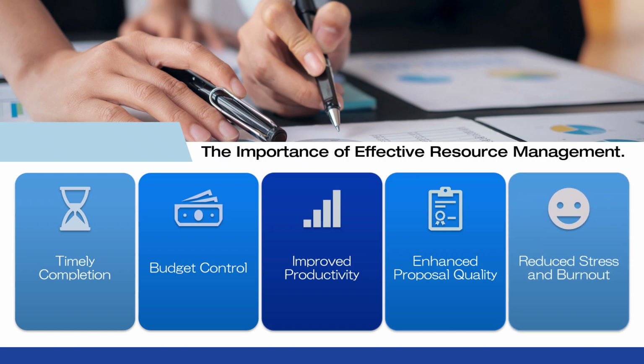Reduced stress and burnout. A bid manager might notice that the technical lead has been assigned tasks that require 60 hours of work in a single week. By proactively reallocating some of that work, the bid manager ensures the technical lead has a manageable workload, which reduces stress and burnout and ultimately leads to a better work product.